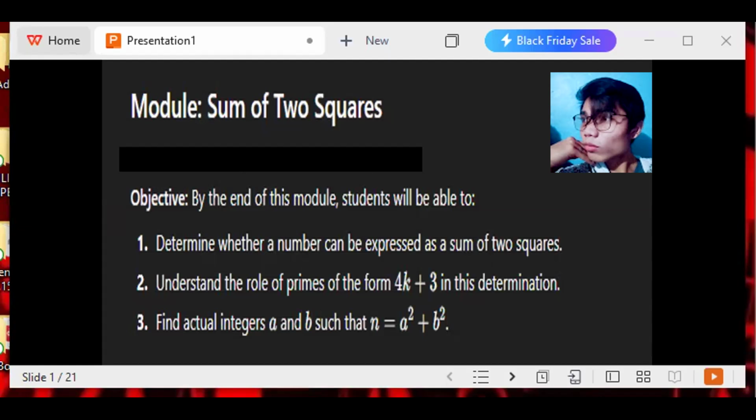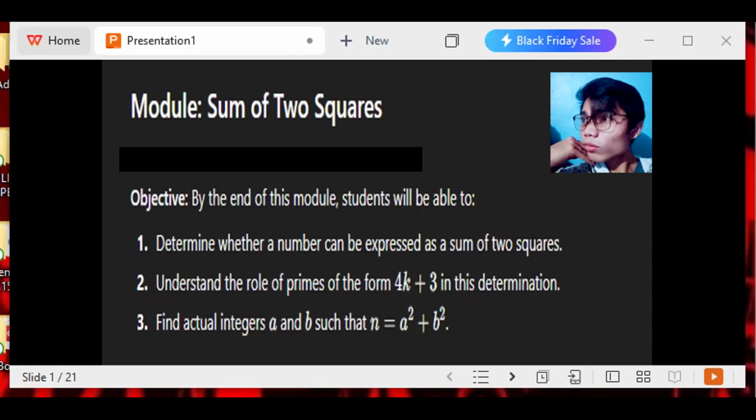So our topic for today is all about the sum of two squares. Let's first read our objective for today. By the end of this module, you, students or learners, will be able to first determine whether a number can be expressed as a sum of two squares. Second, understand the role of primes of the form 4k plus 3 in this determination.